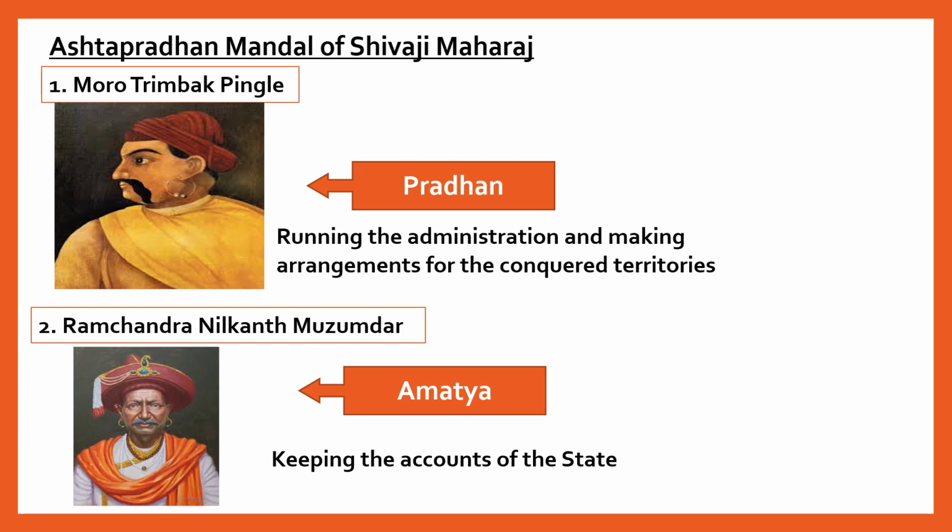The first one was Moro Trimbak Pingle. His role was of the Pradhan. The Pradhan was in charge of running the administration and making arrangements for the conquered territories. The second was Ramchandra Nilkant Muzumdar. His designation was of the Amatya. The Amatya kept the accounts of the state.